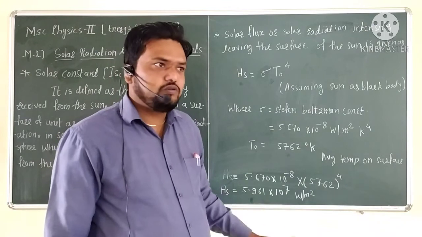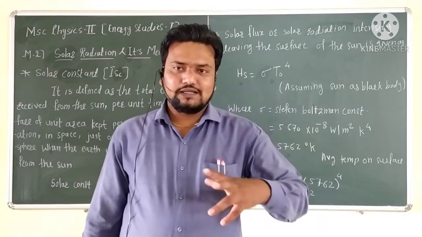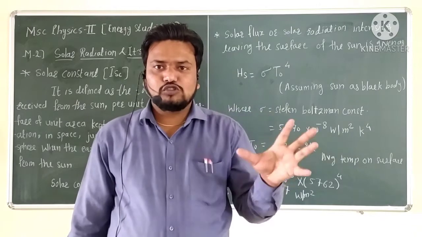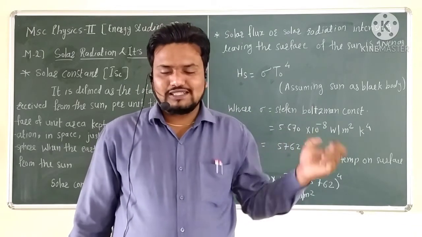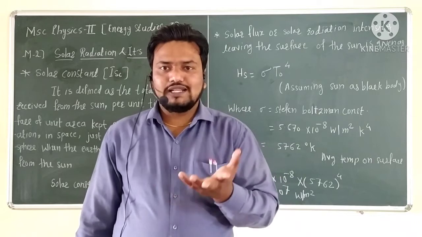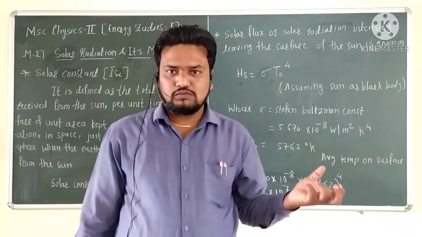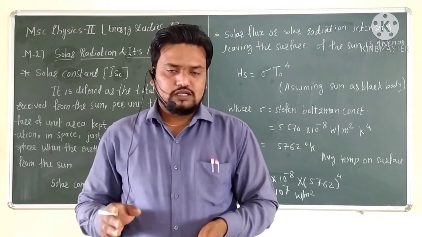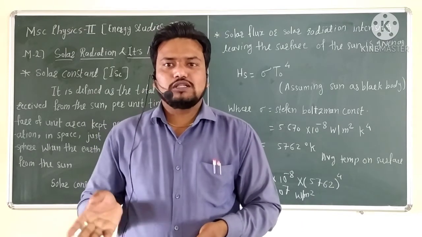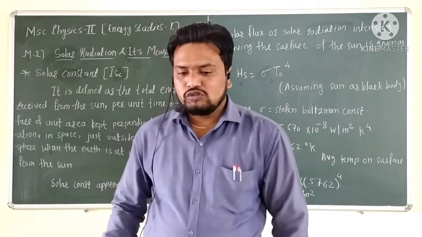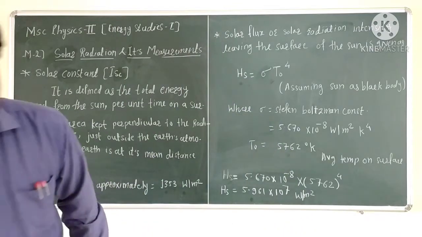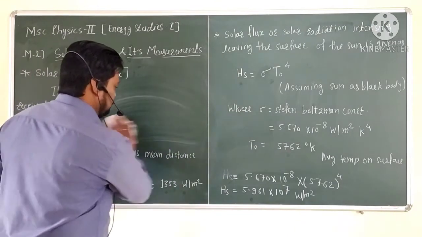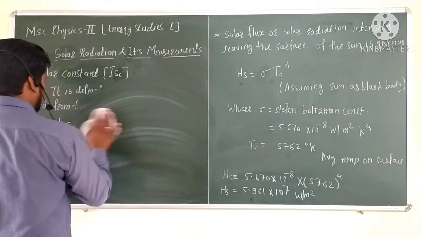sun. We have to consider the sun as a sphere, and we have to know that the area of a sphere is 4 pi r square, and the r value of the sun we already have to know. So here we want to calculate the radiant power, which is considered as P naught.